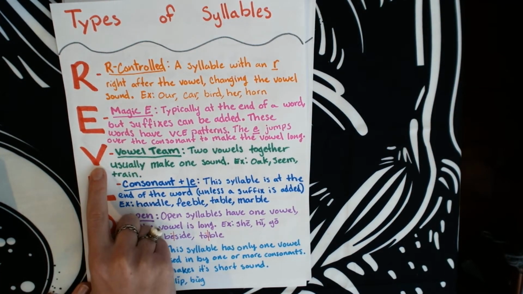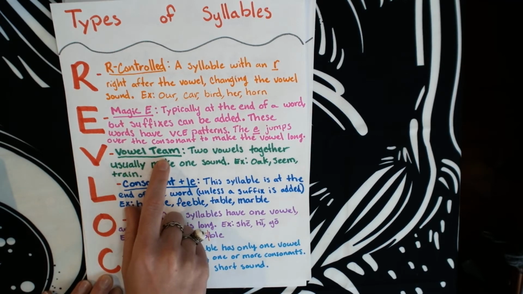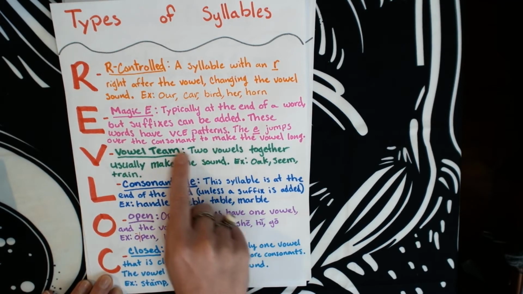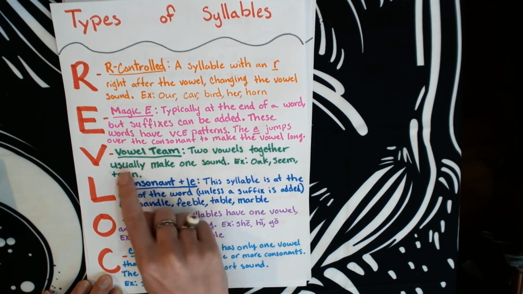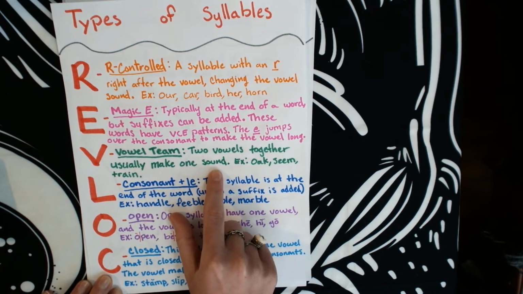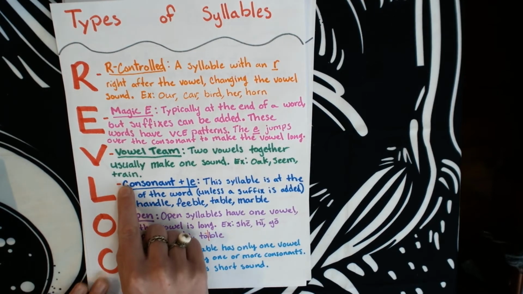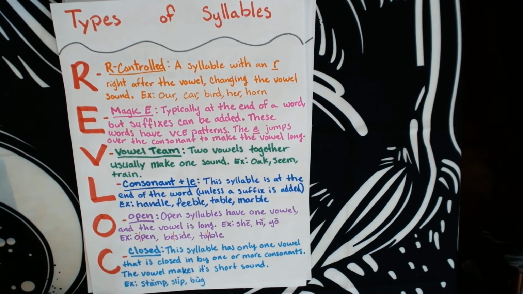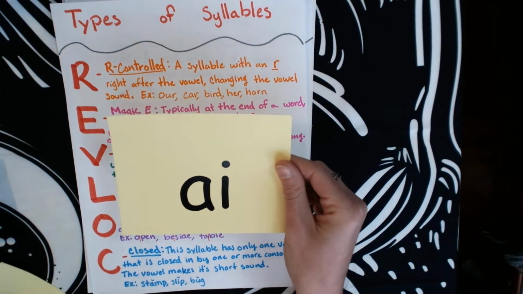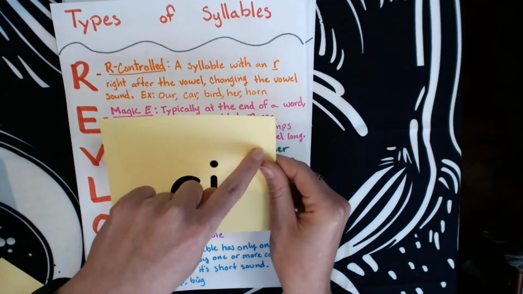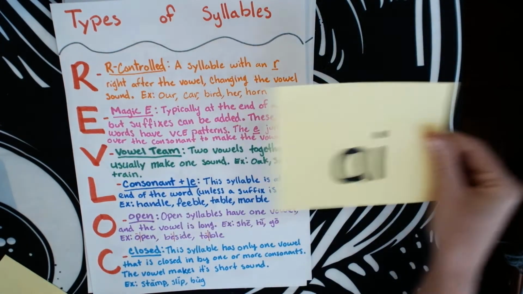The next type of syllable is a vowel team syllable. This is a syllable that has 2 vowels together. The 2 vowels usually make one sound. For instance, the words oak, seam, and train. We can say AI, train, A. The A and the I are working together to make one sound.